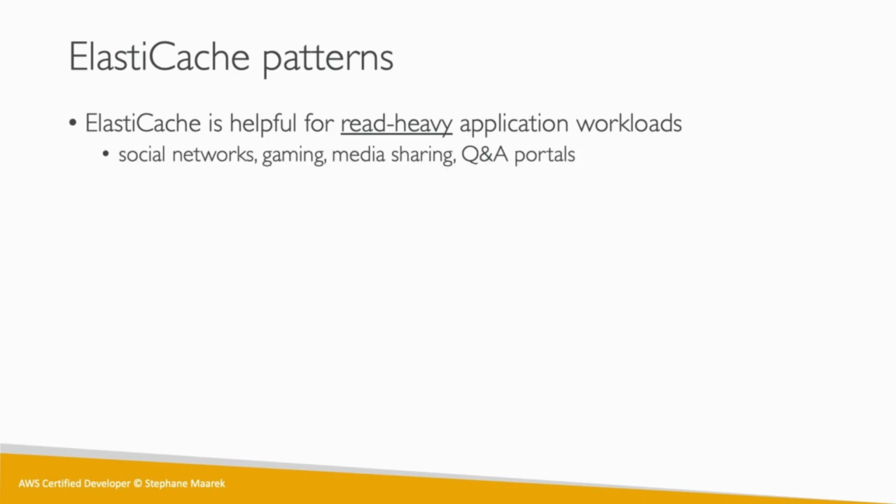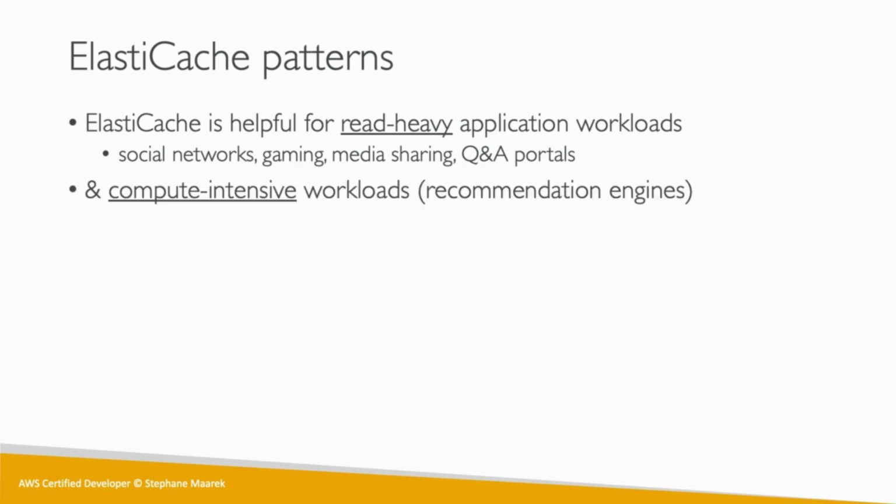So we're talking about social networks, gaming, media sharing, Q&A portals, where most of the requests are going to be read requests instead of write requests. And it's going to be really helpful as well if you have a compute-intensive workload, for example, a recommendation engine, and you want to save or cache the results of these computations in order not to compute them every single time. So two main use cases for ElastiCache.